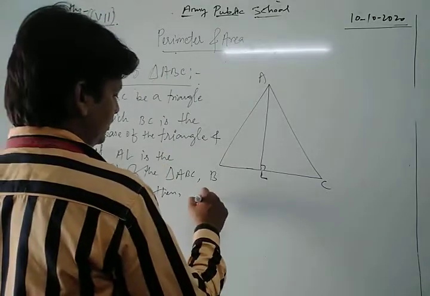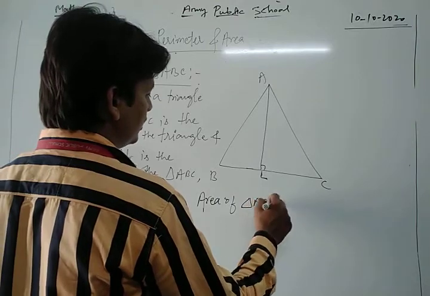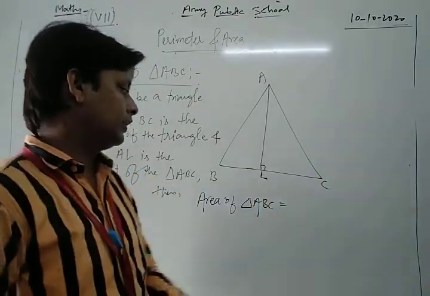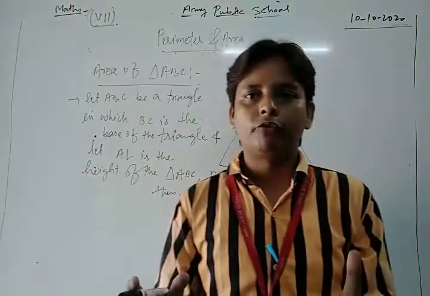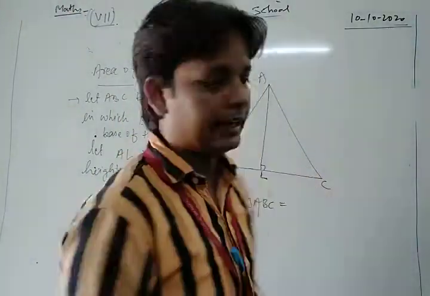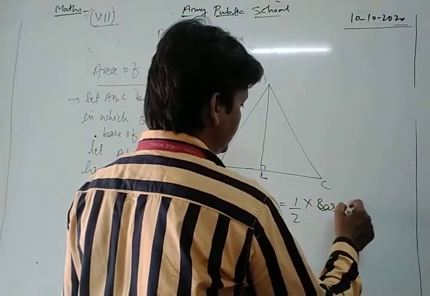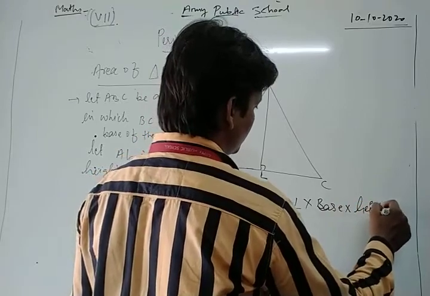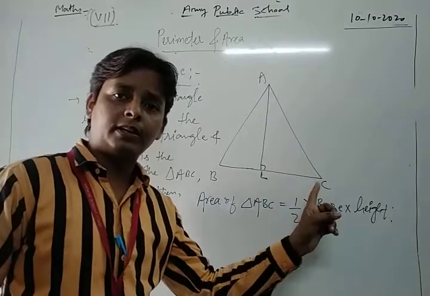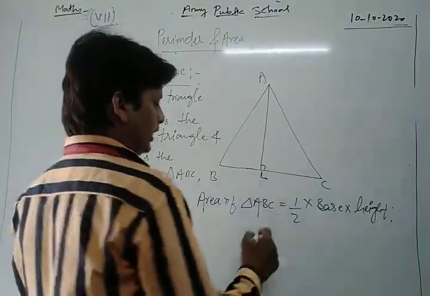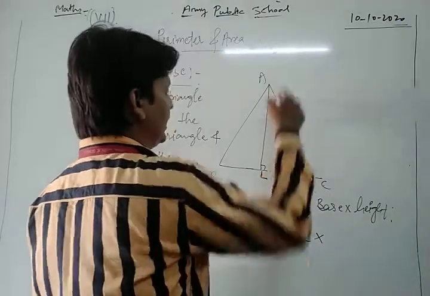Then the area of triangle ABC is equal to what? Dear student, the general formula for the area of triangle ABC is 1/2 base into height. So here we write 1/2 into base into height. Okay dear students, in that figure the area of the triangle ABC is 1/2, base is what? BC, and its perpendicular height is what?